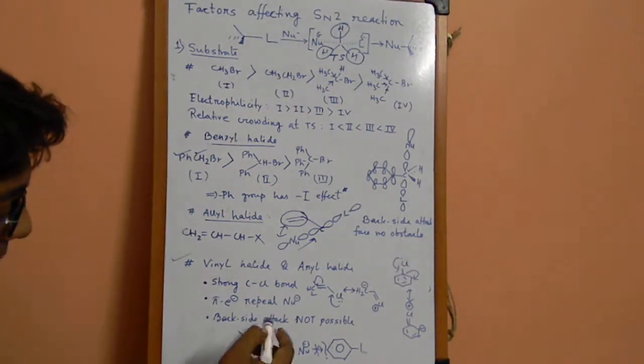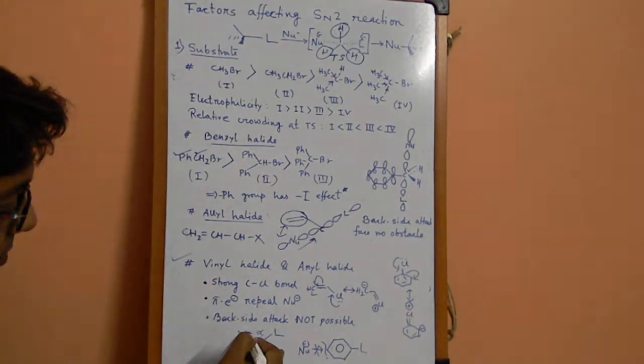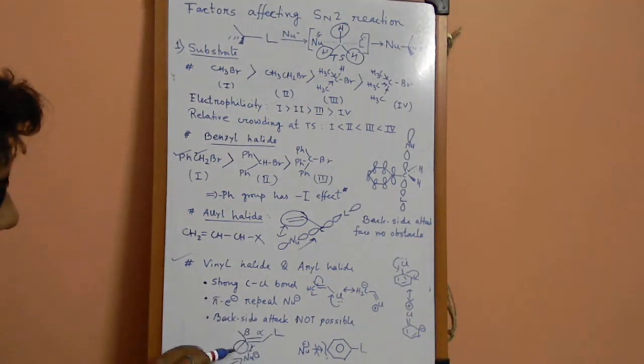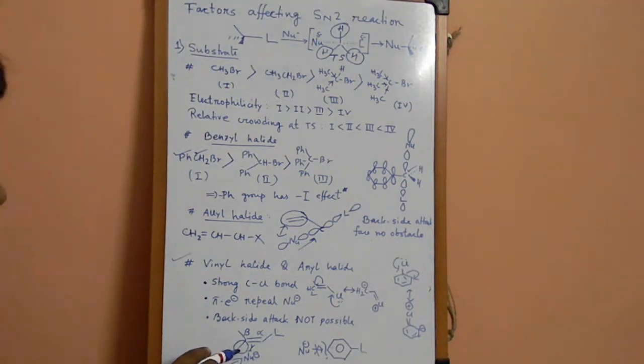What is beta carbon? If you call it alpha, there will be beta. There will be groups like methyl, etc. And even the hydrogens can interfere with this. They will disturb this process very much. So backside attack is really not possible.